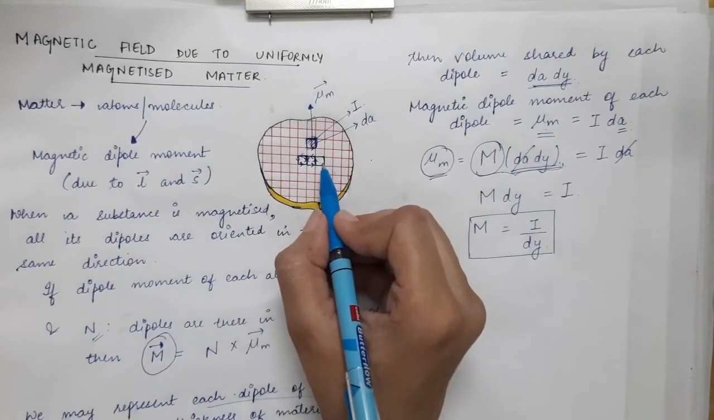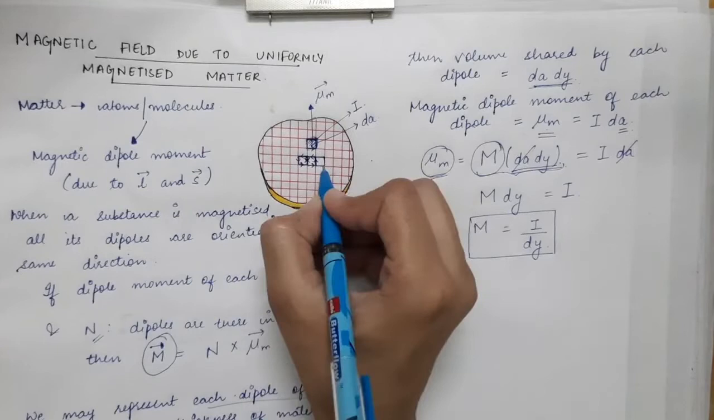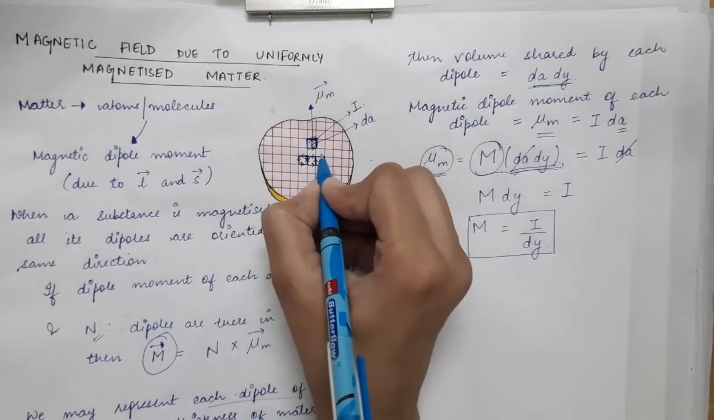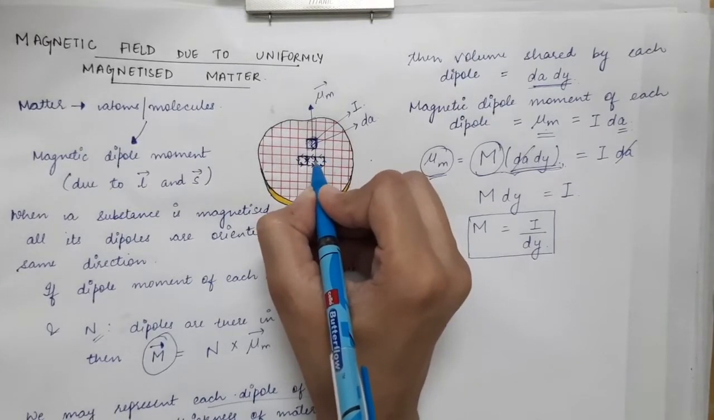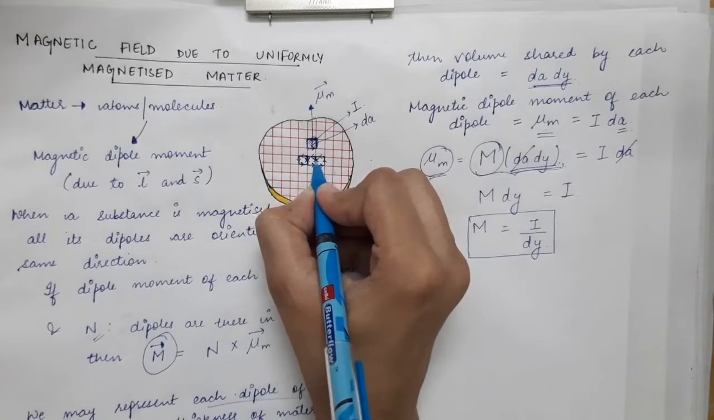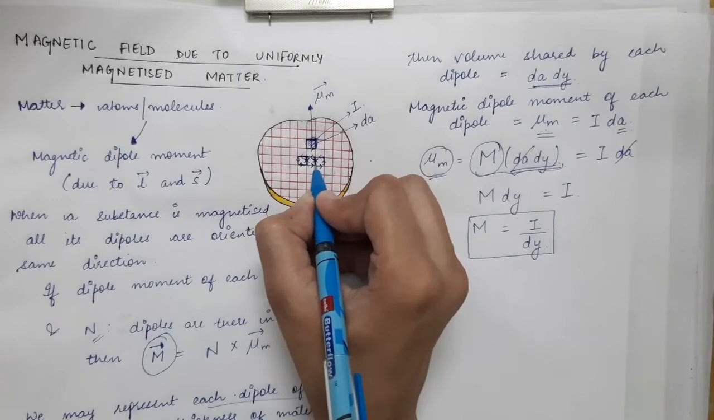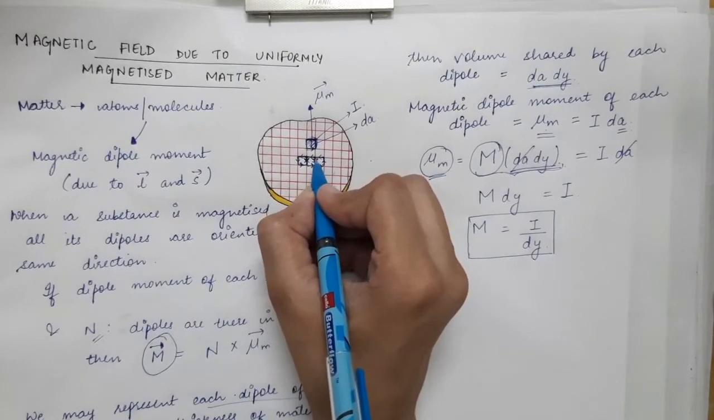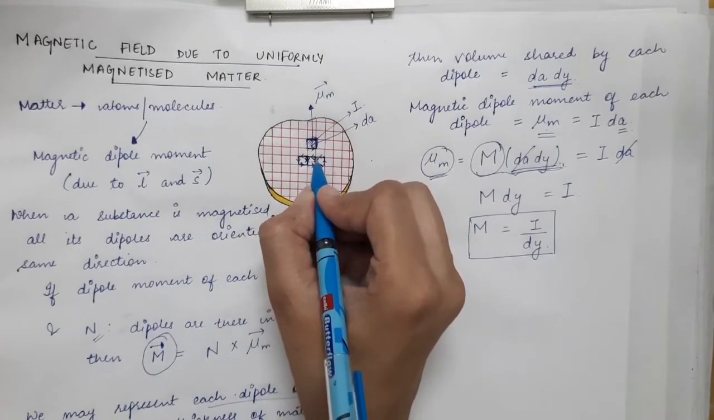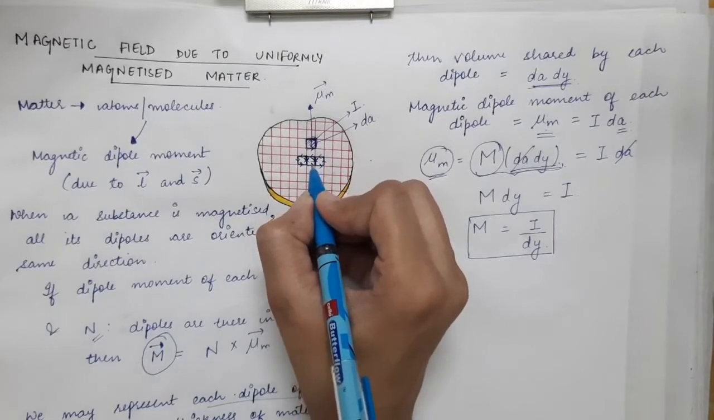The same can be seen for the third atomic dipole. In this case the current will flow in anti-clockwise direction, like this. At this boundary you will see that the current flows in the downward direction due to this third dipole, and earlier the current was flowing in the upward direction due to the second dipole. So the current will cancel at this boundary also.